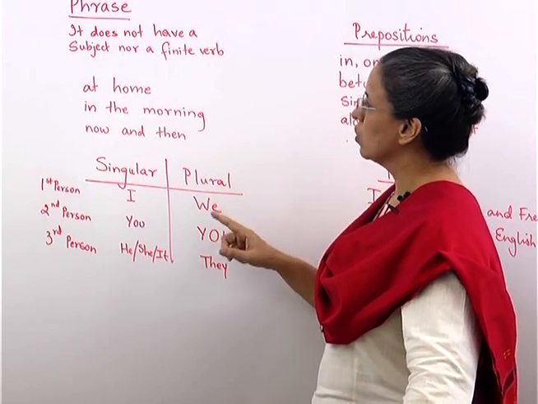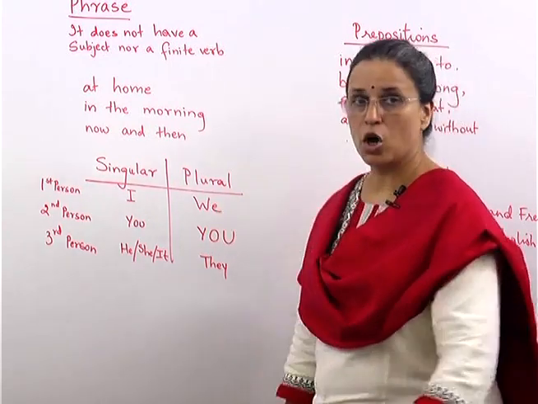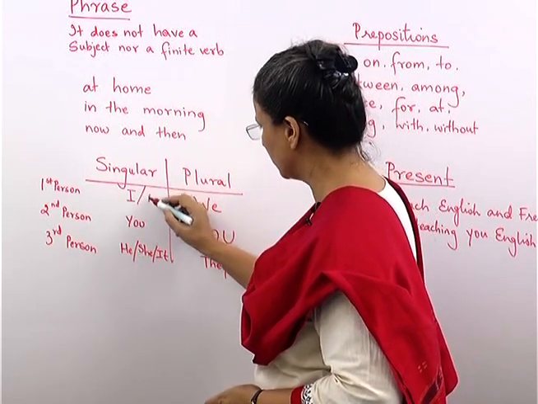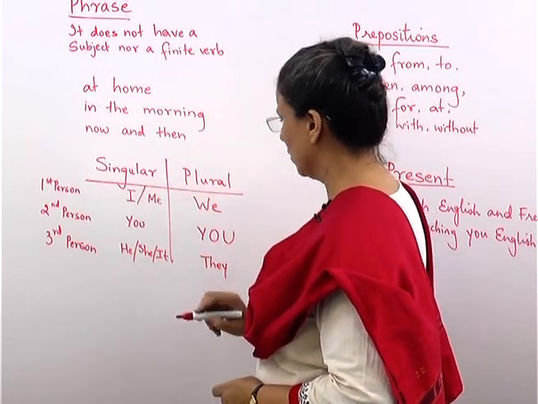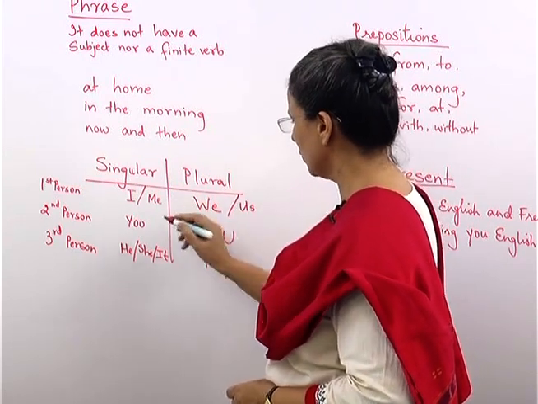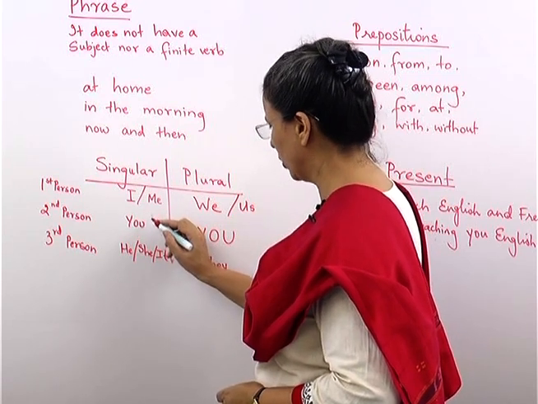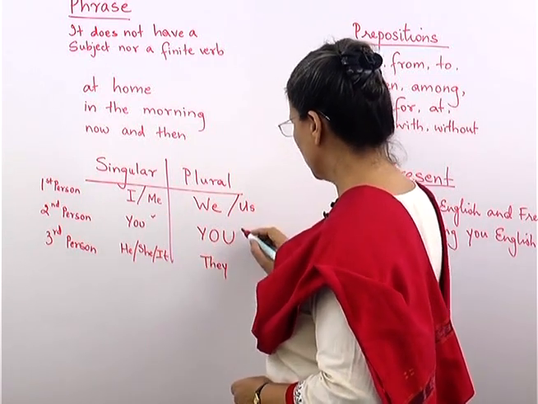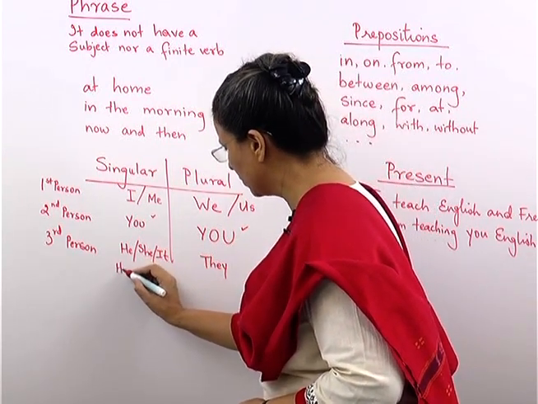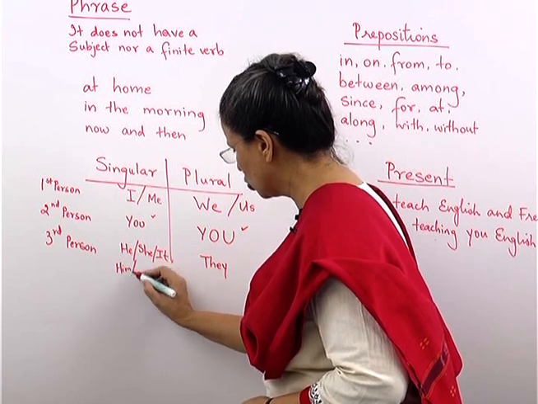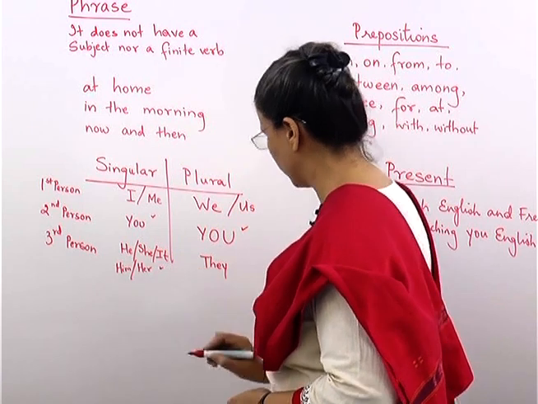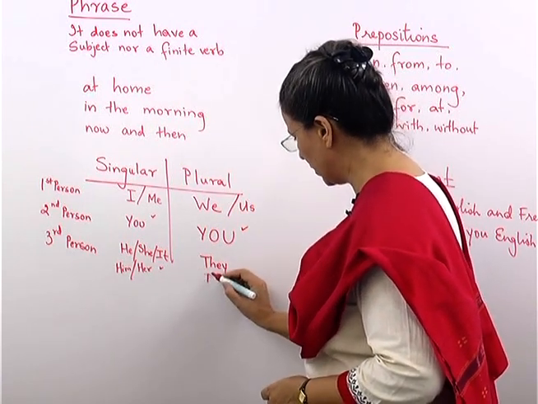In the pronouns, we can also use the object pronoun. So, instead of I, it will become me. Instead of we, it will become us. You will remain you only. This will remain the same. This will also remain the same. He will become him. She will become her. It will remain the same. And they will become them.